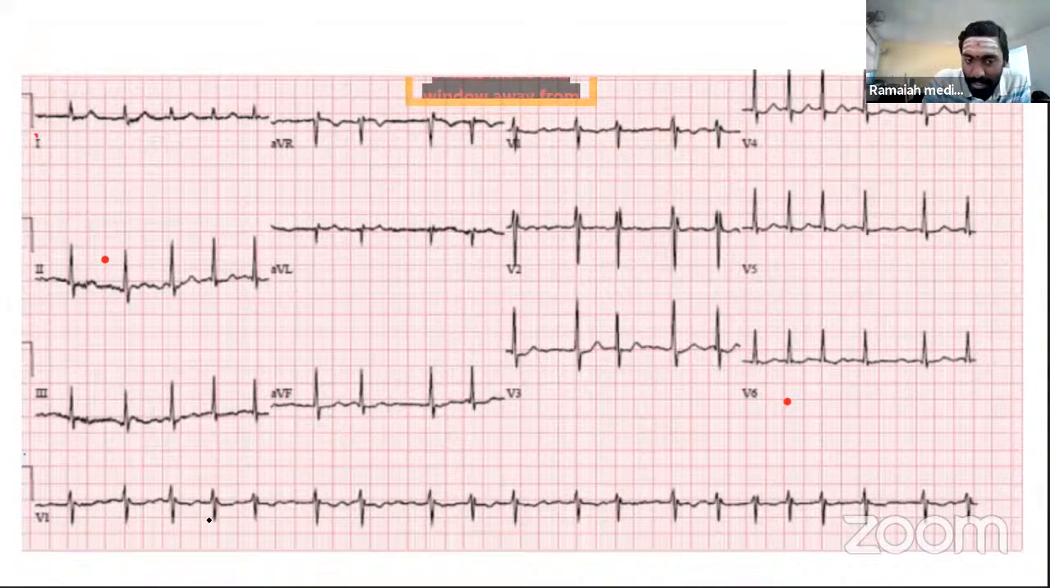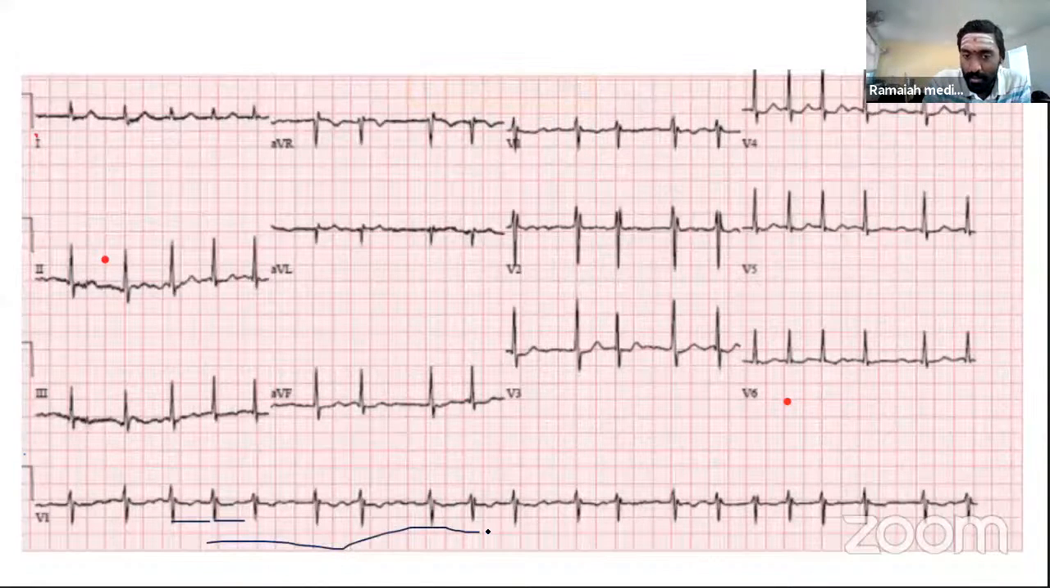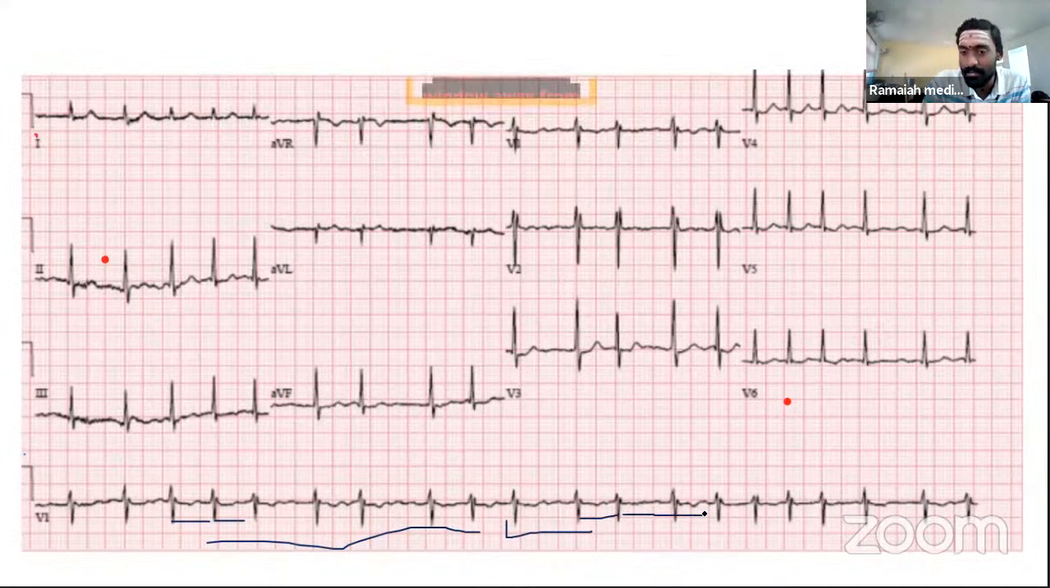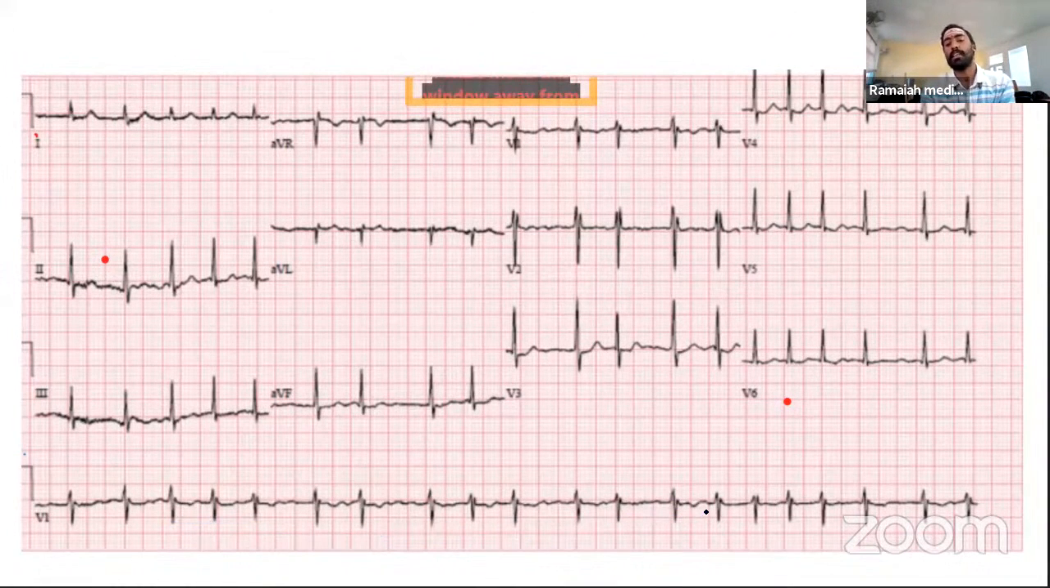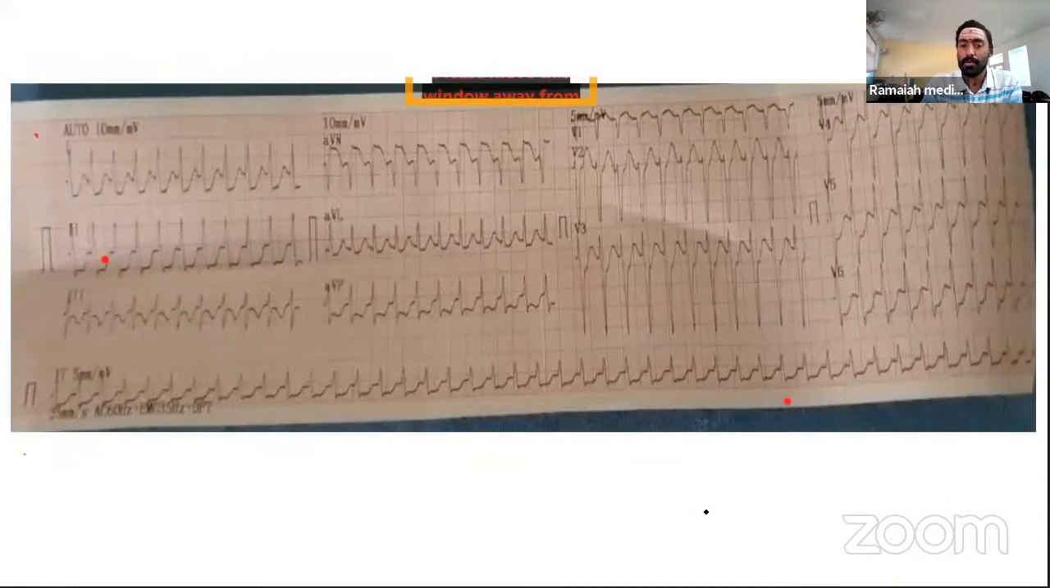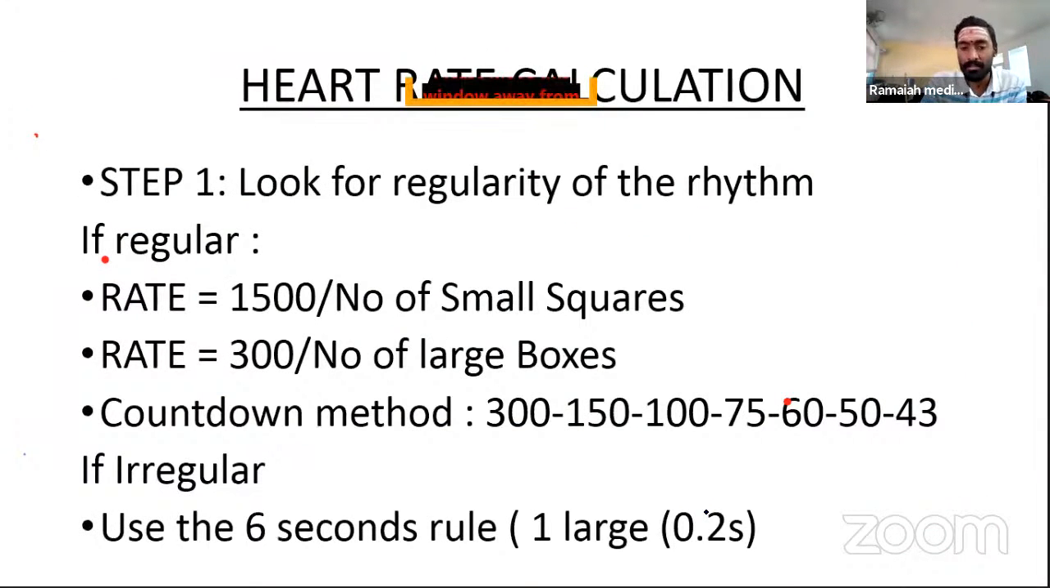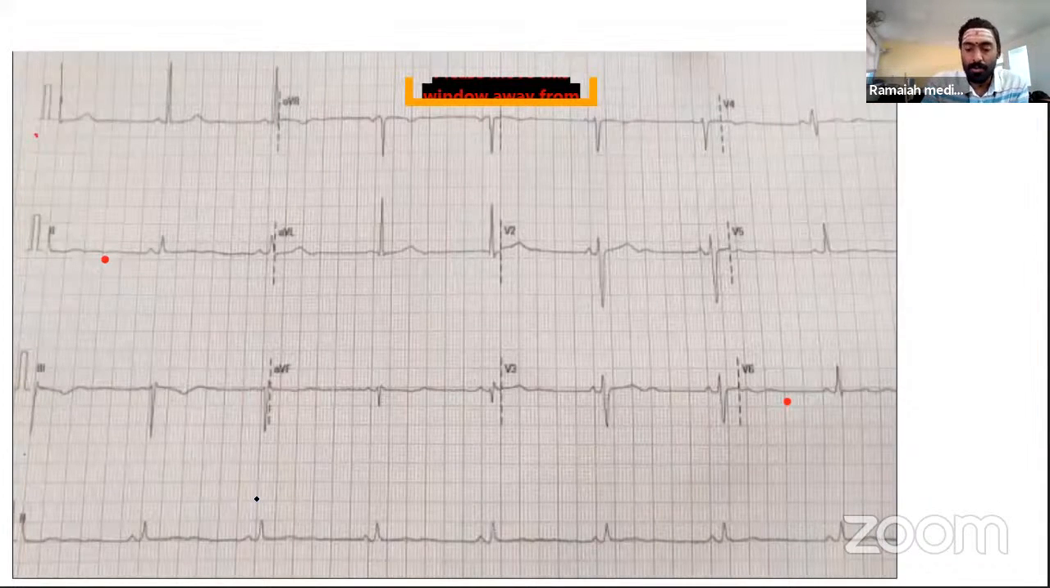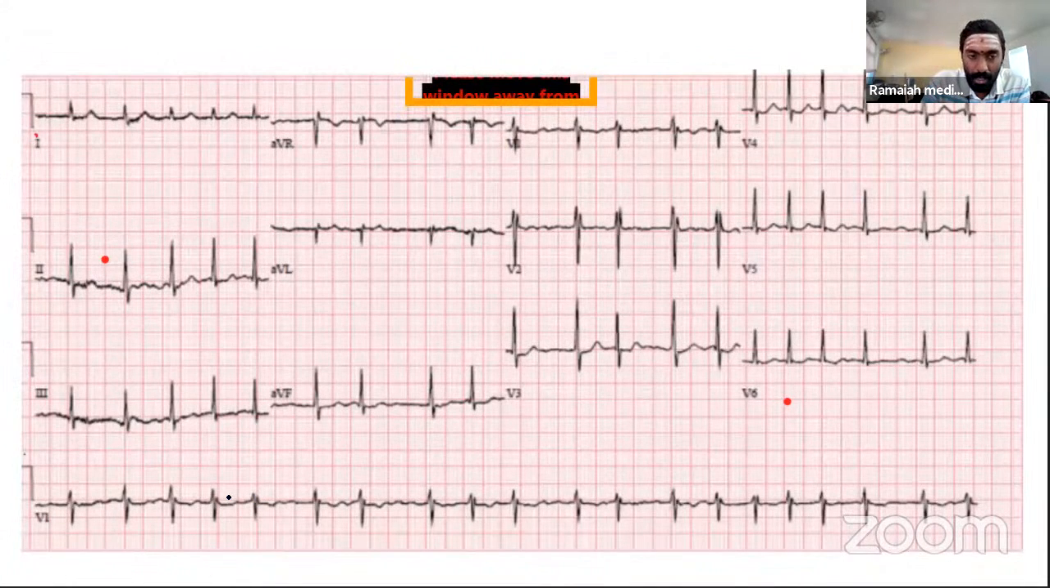So first thing is to look at the RR interval. You should see the entire strip here. You see here, this part is more, this part is very less, this part is more, again this part is less. So in this scenario, what is the measure to use? So we use something called a 6-second rule. What is the 6-second rule? So you count the number of QRS complexes for 6 seconds.